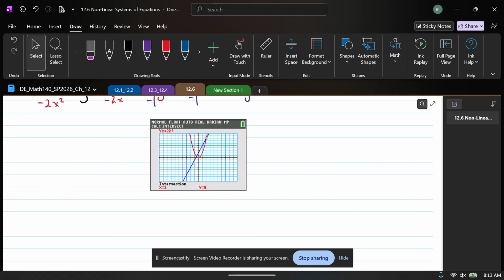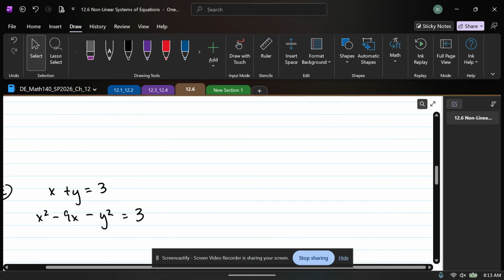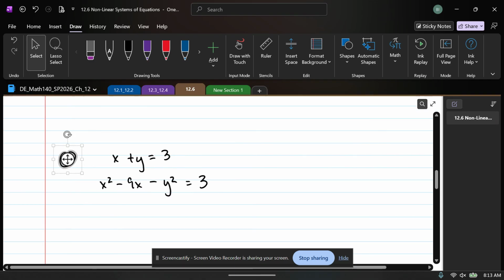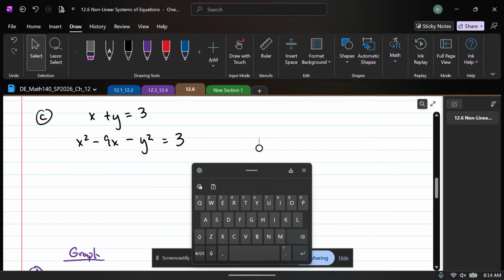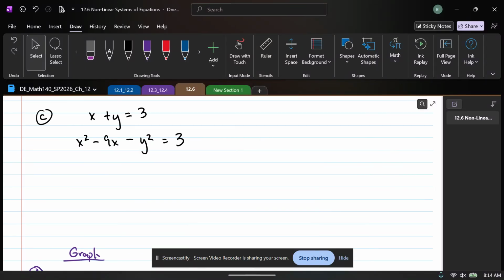All right, so let's go to this one. So this one, you got a pretty simple equation up top, x plus y is equal to 3. And on the bottom, though, you got a pretty complex equation because it's got x squared and y squared. Okay?